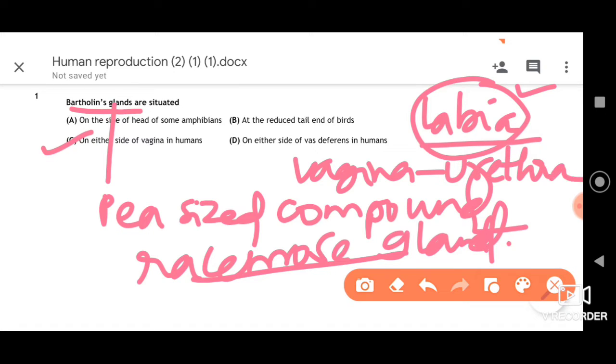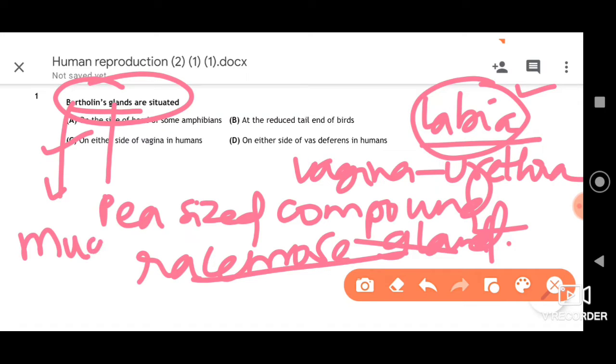So dear friends, the function of the Bartholin glands is that they secrete mucus. This mucus is very important for the lubrication of the vagina. So, as I said, the Bartholin glands are situated on either side of the vagina in human beings.